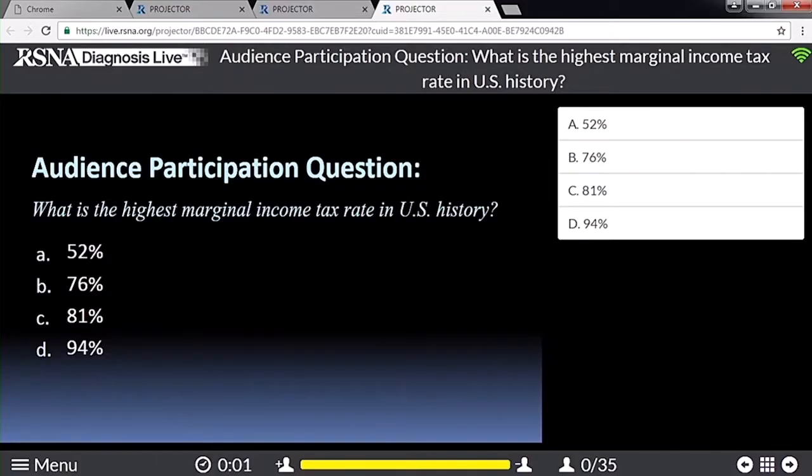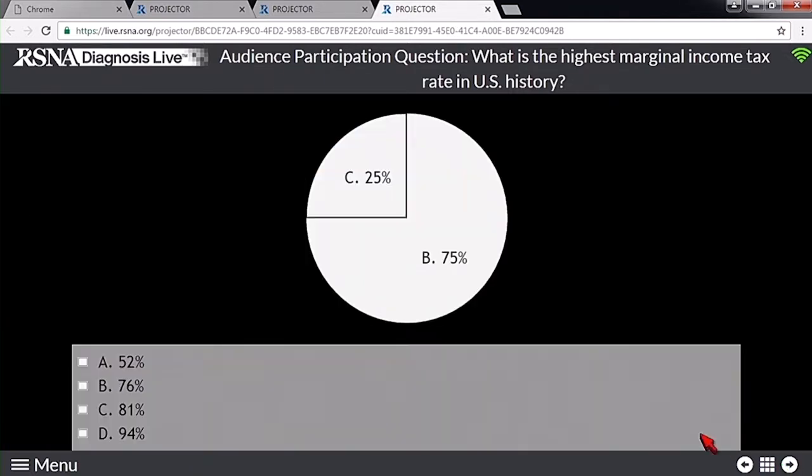What is the highest marginal income tax rate in U.S. history? All right, B was the most common answer on here. Actually, nobody chose D, and that's the answer. After World War II, for a period of almost 20 years, the highest marginal tax rate was above 90%. And that was on any income above $150,000, which is the equivalent today of a few million.